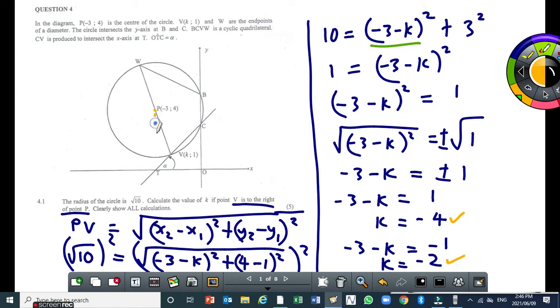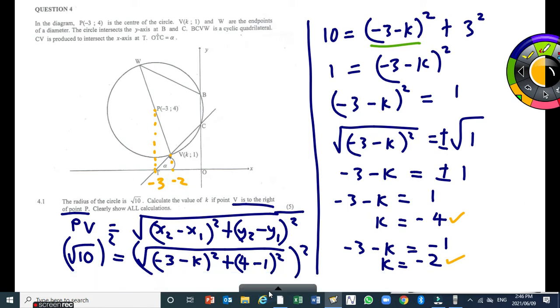Because at P here, x is what? Negative 3. Which means at B, it would make sense to take what? So then you say, therefore, k is equal to negative 2, and you reject the other one. Okay. Then you have that.